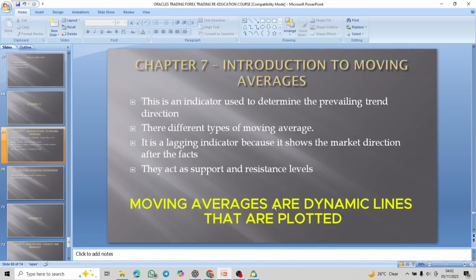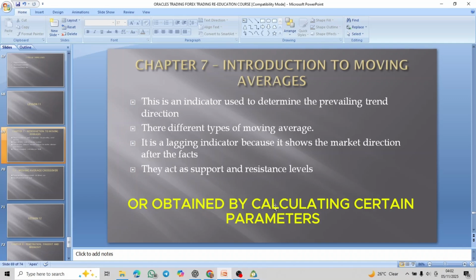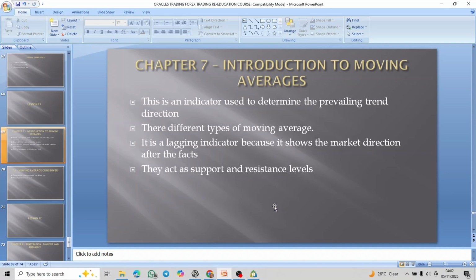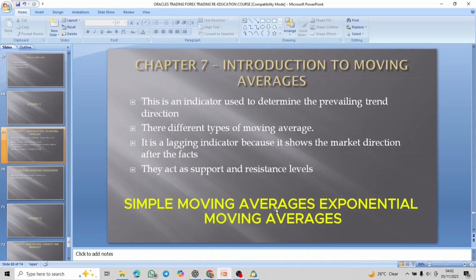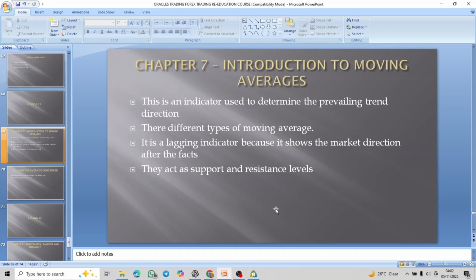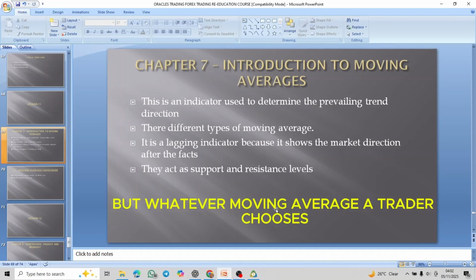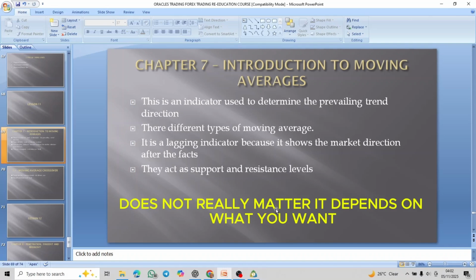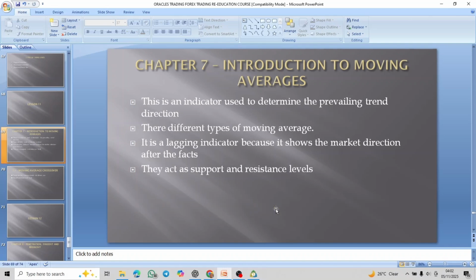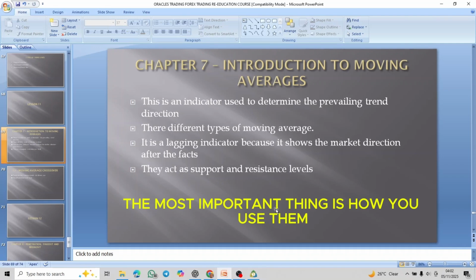Moving averages are dynamic lines that are plotted or obtained by calculating certain parameters in the market. There are different types of moving averages: simple moving averages, exponential moving averages, and what have you. But whatever moving average a trader chooses does not really matter. It depends on what you want. The most important thing is how you use them.